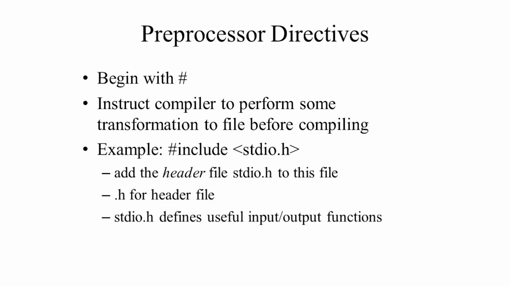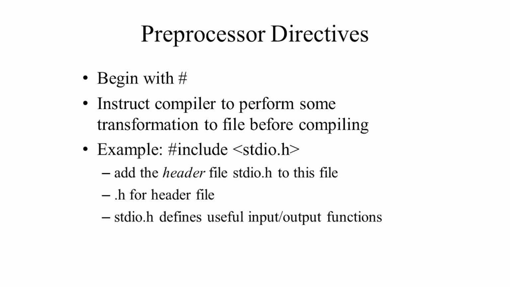To begin with, the preprocessor directive begins with the hash symbol. It instructs the compiler to perform some transformation on a file before compiling. For example, the statement #include <stdio.h> means it adds the header file stdio.h to this particular program. The .h is referred to as the header file, and stdio.h defines the useful input or output functions that can be used within that particular program.